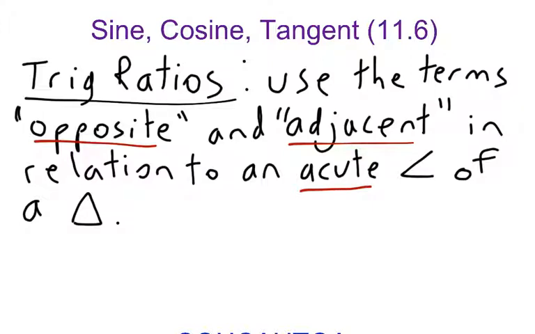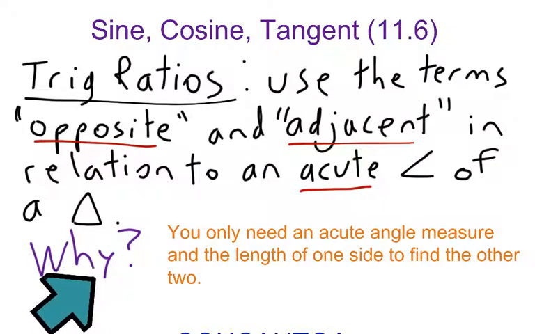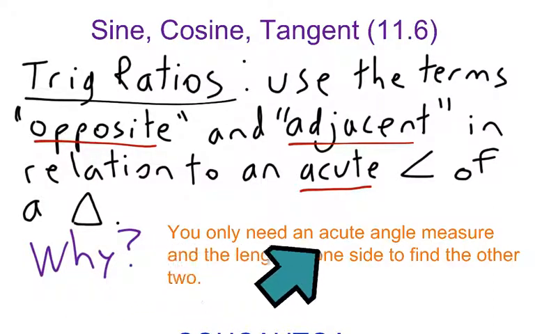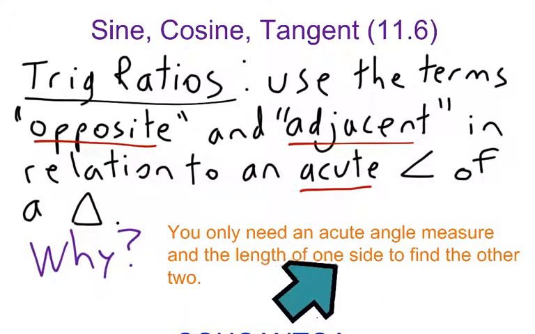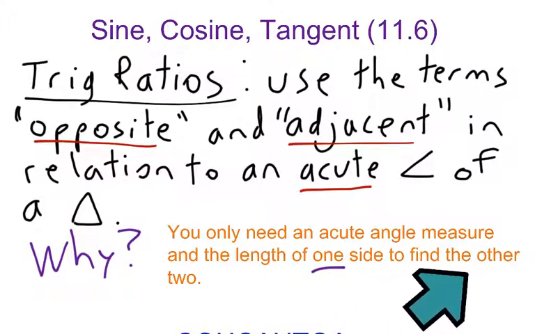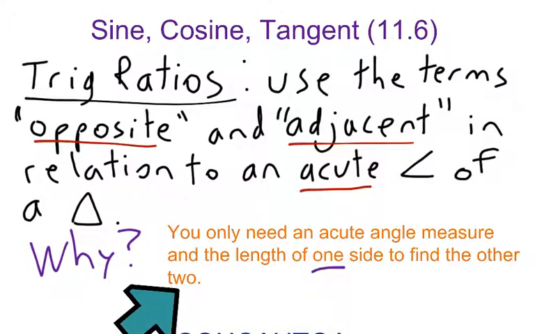And you may think, well, geez, why do we need to do this? Or what's the advantage to knowing this? I already know Pythagorean theorem, isn't that enough? So to answer the why, you only need an acute angle measure and the length of one side. Remember, Pythagorean theorem requires two sides, and then you can find the other two. And later on, it can actually give us the angles if we know two of the sides. So these trig ratios really tell us a lot about a right triangle.